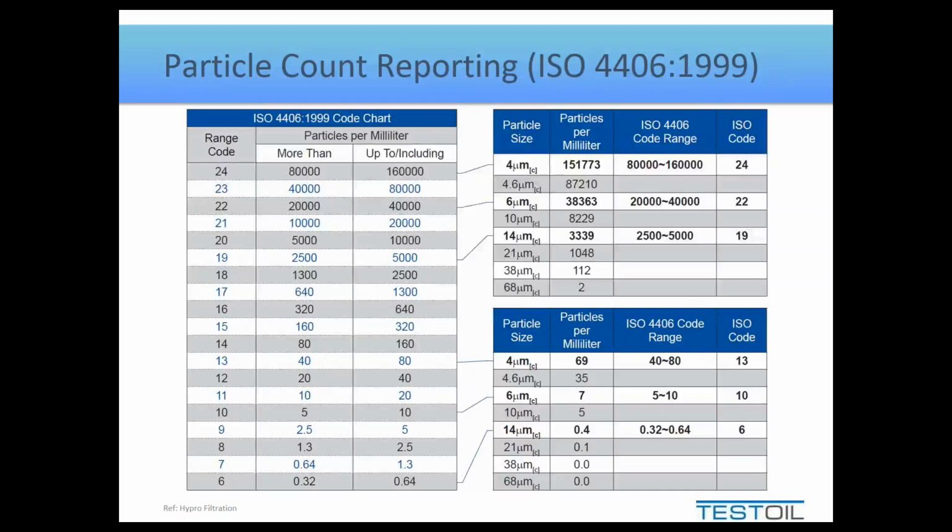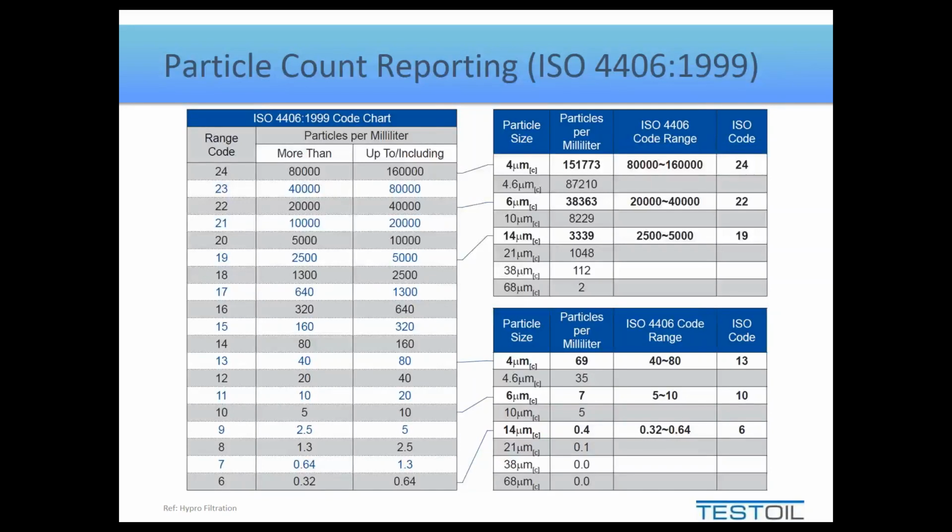So these are the ranges. This is the pattern. Every time we go up 1 code, we are doubling the number of particles at the lower and the upper end. So it's entirely a doubling effect. So like I said, if we go up 3 codes, we're 2 times 2 times 2 higher, so we're 8 times higher. If we're 6 codes higher, well, now we're 128 times higher.